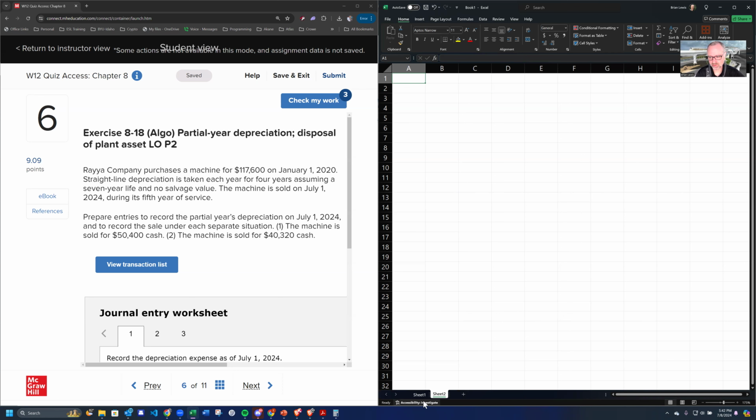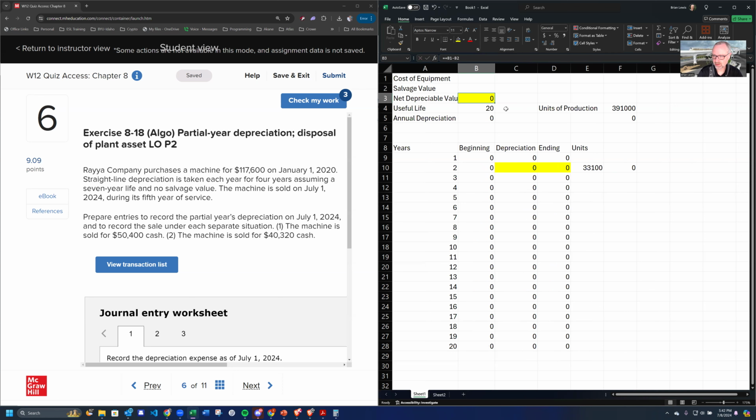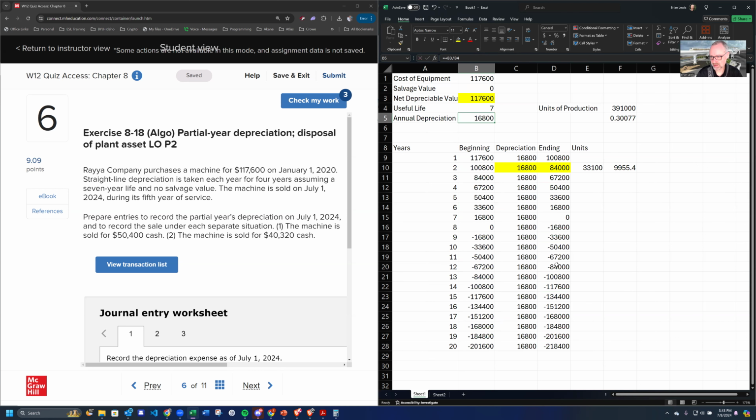So let's go. Actually, why don't we go ahead and use this? Let's delete all this stuff so we don't have any extra stuff in here. I'll clear out wrong numbers for a little bit. So cost of the equipment is 117,600. Salvage value is 0, right? And the useful life is 7. So it should get us down to a 0 by year 7.